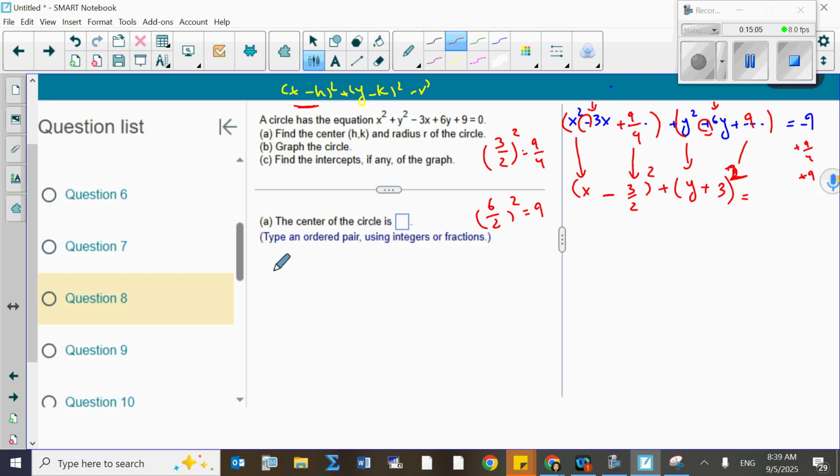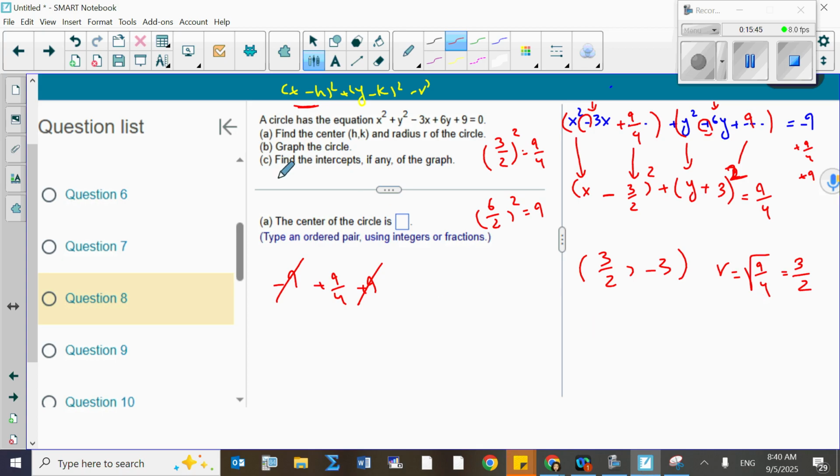Now, what is the right side? We have negative 9 plus 9 over 4 plus 9. I'm going to simplify this. These two cancel, and I have 9 over 4 on the right side. So what is the center of the circle? It's going to be 3 over 2 and negative 3. What is the radius? That's the square root of 9 over 4, because we know in the standard form, the right side is r squared. So I need to take the square root of that, which is 3 over 2, and that's my radius.